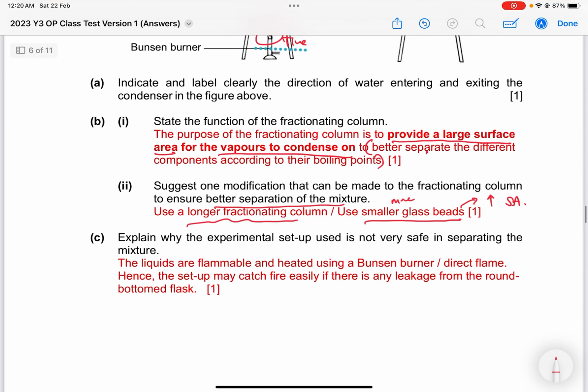So because the liquids are flammable, and then you're using a Bunsen burner, the setup may catch fire easily. So take note, this is an explain question. You can't just say flammable and you're using a Bunsen burner. But say what's the problem with this. The setup may catch fire easily, okay, if there's a leakage. So the flammability with an open flame, normally we won't do that. So this is the reason why it is not safe.